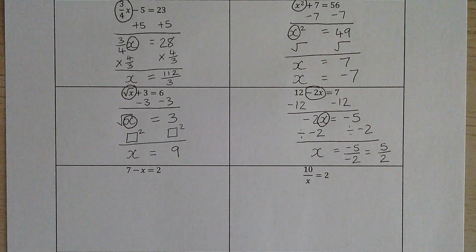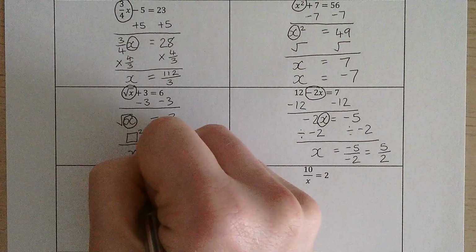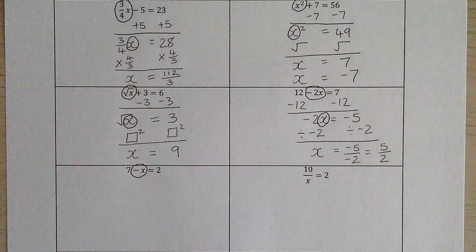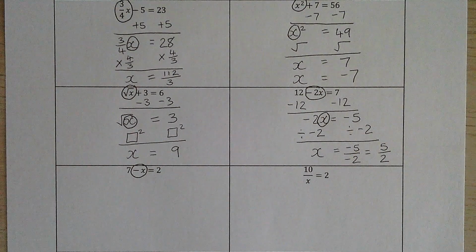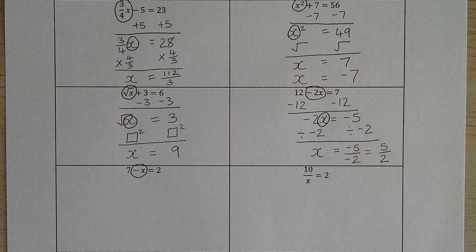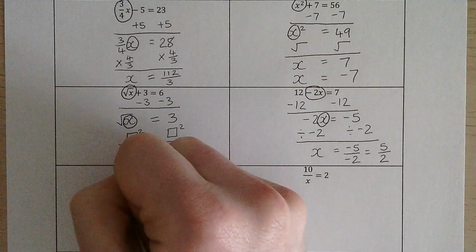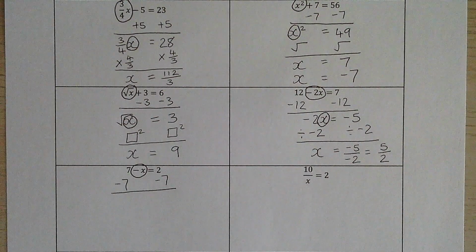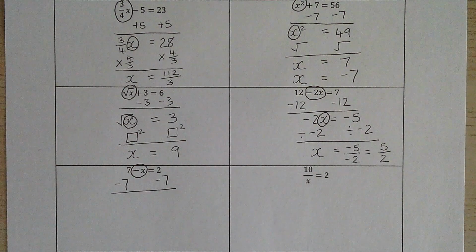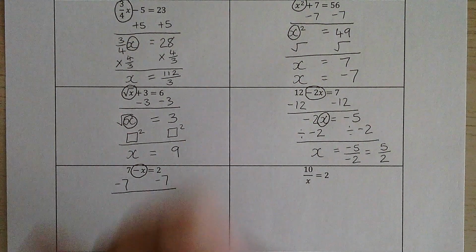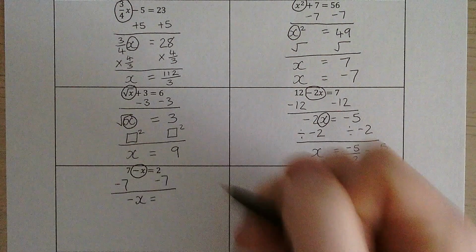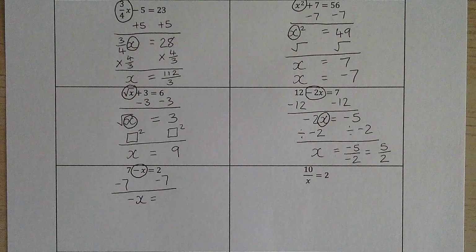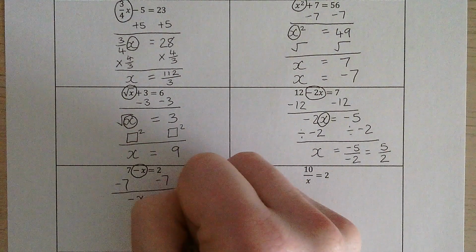The next question is 7 minus x equals 2. Again, we start off by isolating the term, which is the minus x. I need to get rid of this 7. Because it's not multiplying x, it means it must be adding on to the minus x term. To undo the adding, we're going to subtract 7 from both sides. 7 take away 7 cancels. Minus x will drop down along with the equal sign, and 2 take away 7 is minus 5.